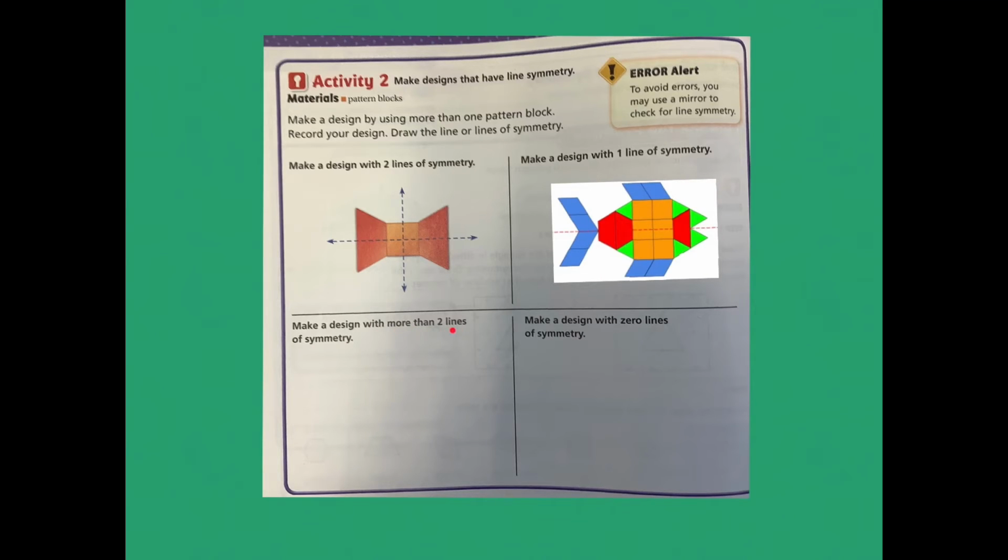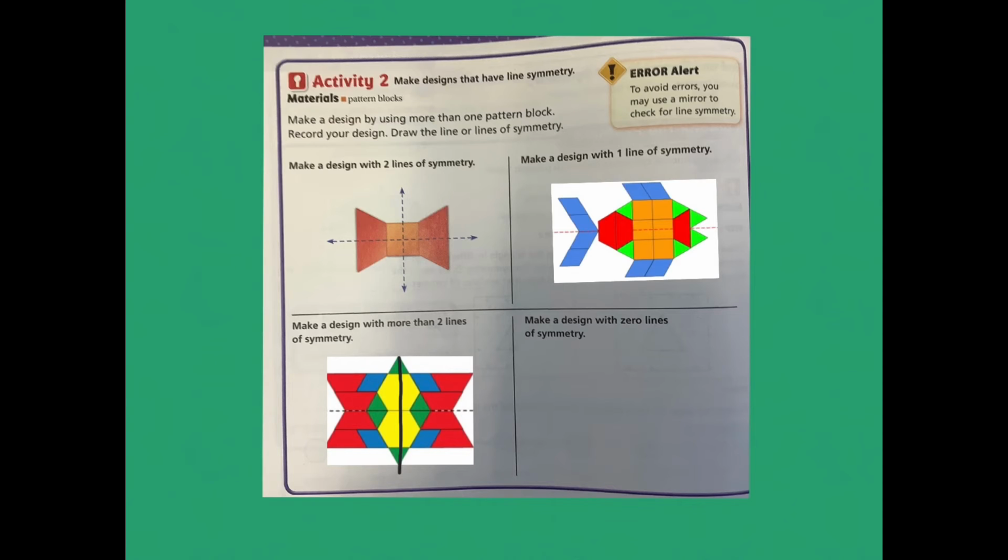Make a design with 2 lines of symmetry. Here's my example of 2 lines of symmetry. This line of symmetry here horizontally would give me a fold over that matches, but so would a line of symmetry here that would also match. So this one has 2 lines of symmetry.